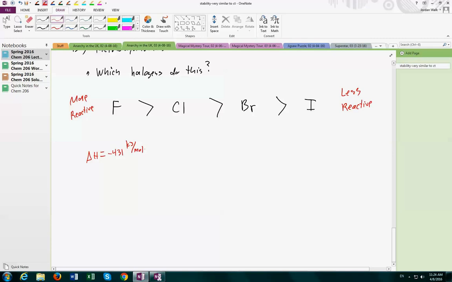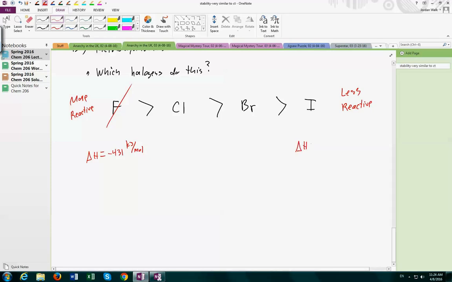And so it is so reactive, it is so exothermic that it's not really reasonable to actually run this reaction. Yeah, it reacts, but it's too reactive, and it's not actually synthetically useful. And so it's not used. Yes, it's reactive, but no one uses it because no one's actually trying to just blow stuff up. All right, so on the other end of the spectrum, what we have is iodine.